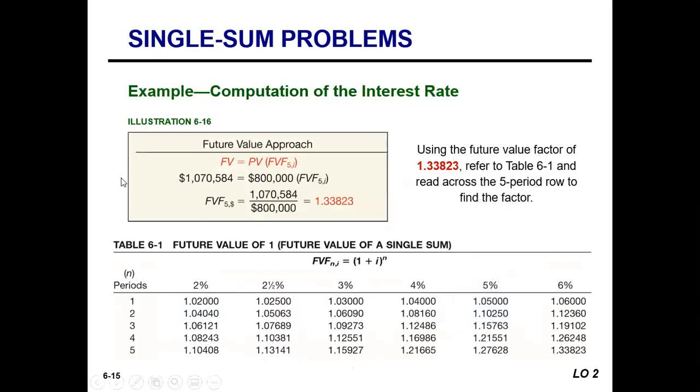So again, we take that future value divided by present value. So $1,070,584 divided by 800,000, and we get this factor. And again, we find that factor on the table. And so if we're this time looking at 5 periods, and then we continue over the 5 period row, then we see we hit that factor at 6%. So not too bad.